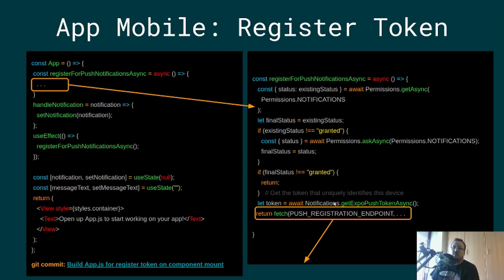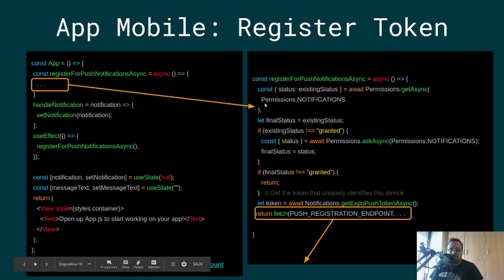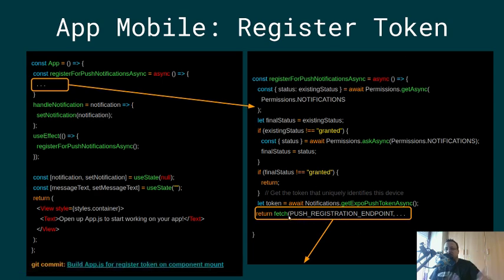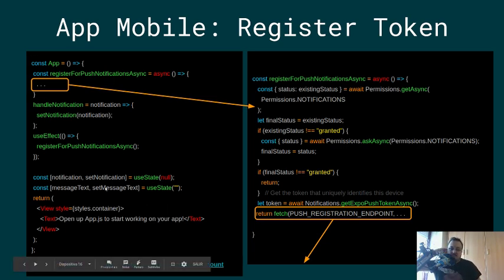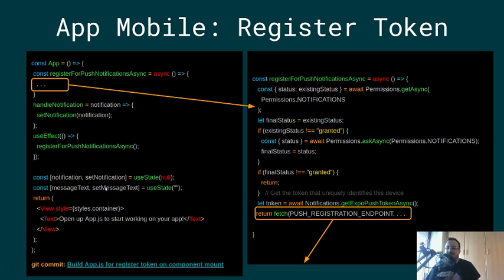This token awaits asynchronously, it just gets the Expo push token asynchronously. We will see how this fetch works. This part is where, after we create the token, we send that token to our server. As you see, useEffect registerForPushNotificationsAsync. I had the handleNotification and the notification message text because I followed the official guides. It's not needed on this, okay?